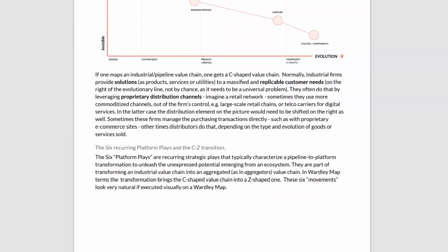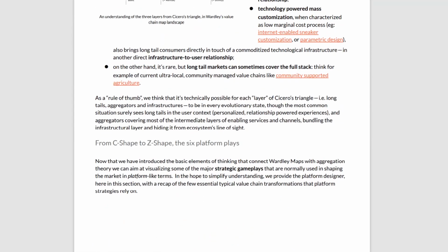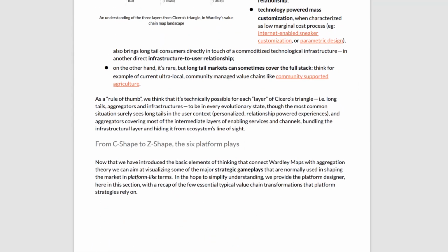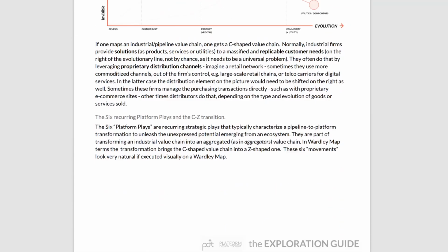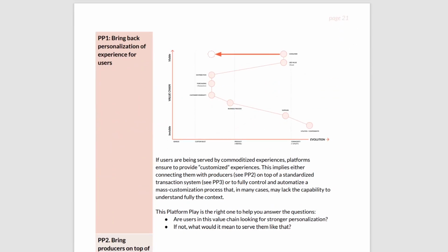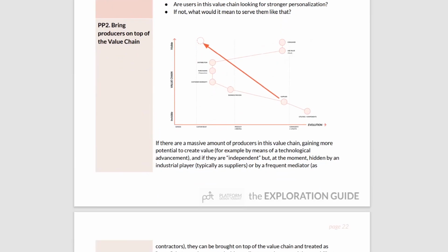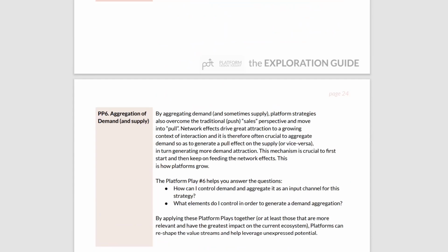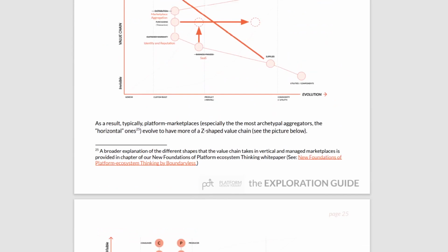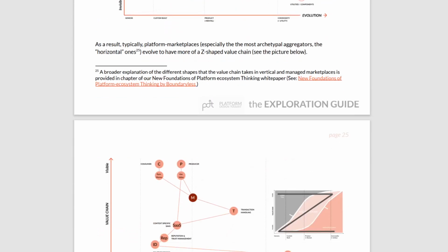Essentially, you will see that we present here this C to Z shape transition, through the platform plays that are essentially these six strategic transformations to the value chain that platforms and aggregators apply to existing industrial value chains. You will see these are very clearly explained, and they are also covered in the actual process later on in the document.